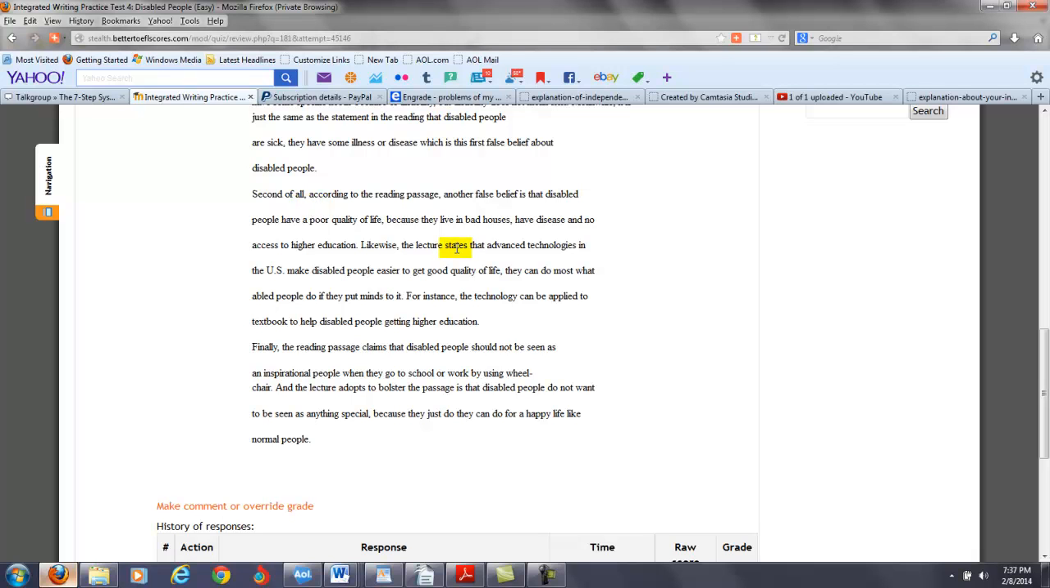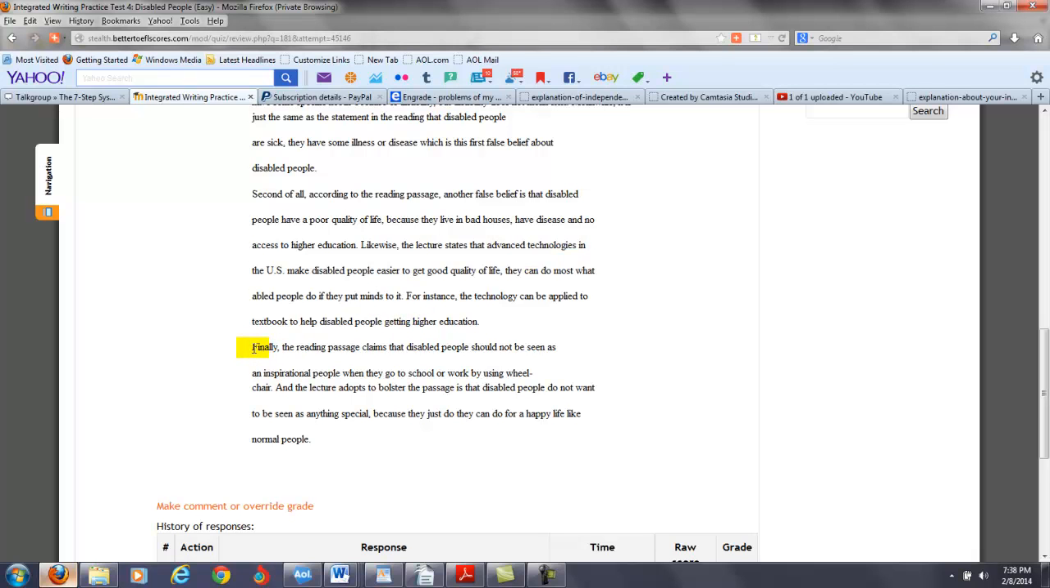You say advanced technology in the U.S. make disabled people easier to get a good quality of life. They can do most, you want to say, they can do most of what able-bodied people can do if they put their minds to it. So you're having quite a few language errors right in here. You say, for instance, the technology can be applied to a textbook to help disabled people. You want to say, to help disabled people get a higher education.